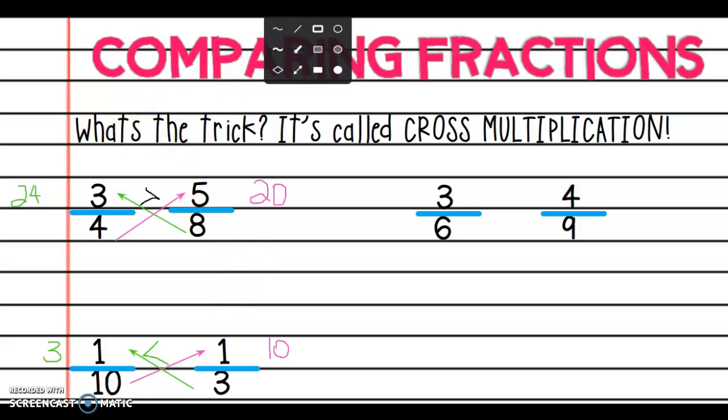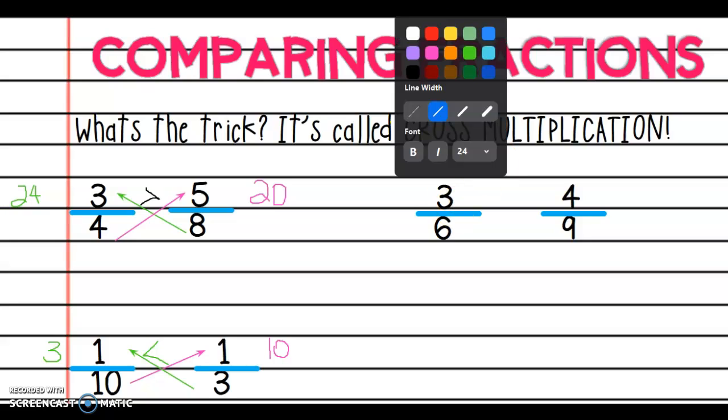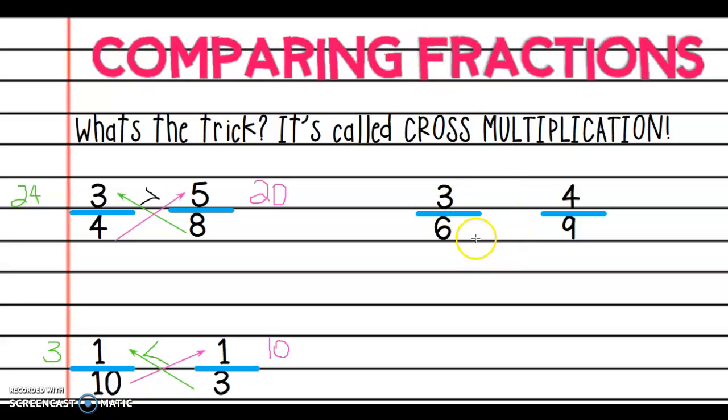You have to multiply 6 by 4. Great. Which gives you 24. Okay, yes. Then 9 times 3, and that gives me 27. Okay. Then 27 is larger than 24. So that means that 3 over 6 is larger than 4 over 9?